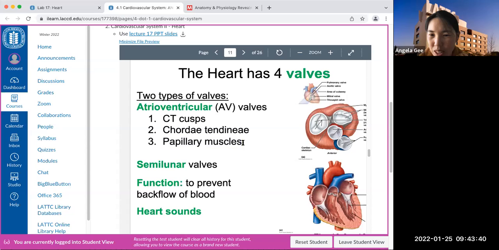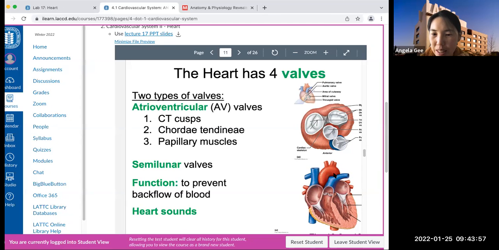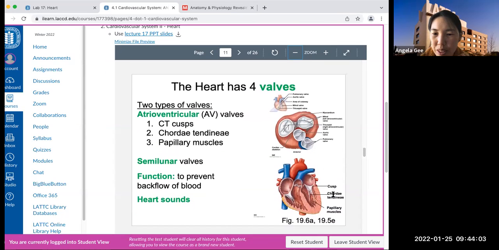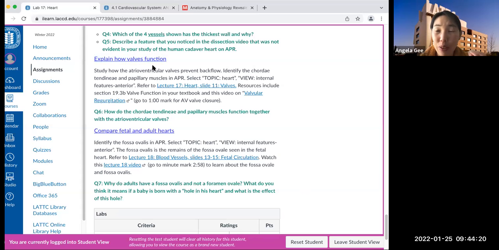In the cartoon version, you can see it here. The white right here are the cusps. The one on the left side would have 2 cusps, and the one on the right side would have 3 cusps. The strings that come off of the cusps right here are the chordae tendineae, and the chordae tendineae are attached to the papillary muscle on the bottom. Notice the papillary muscles are anchored into the ventricle wall. The important thing is that they're all connected, because that is how we can explain how they actually shut.